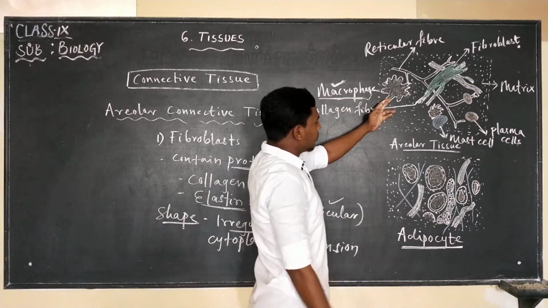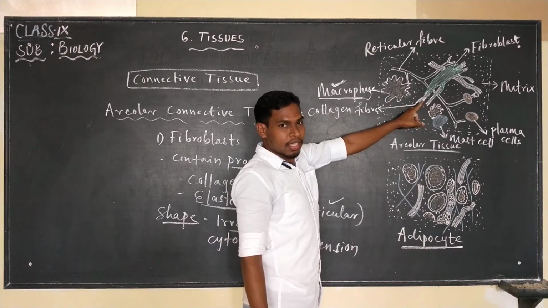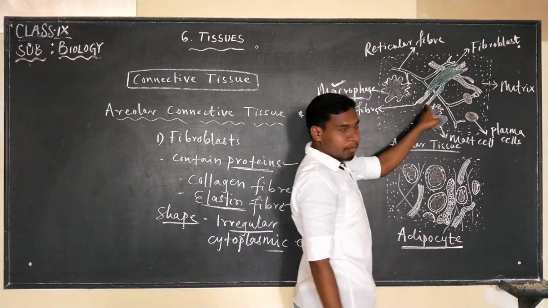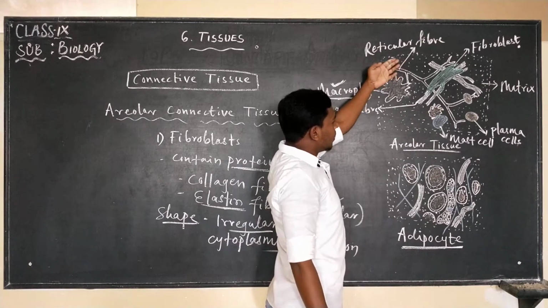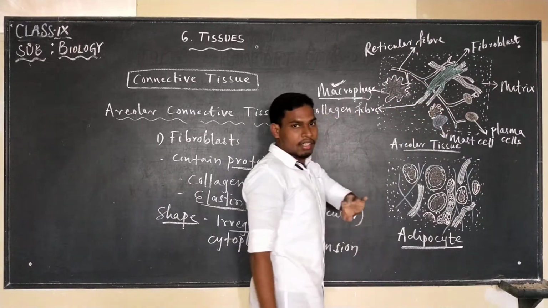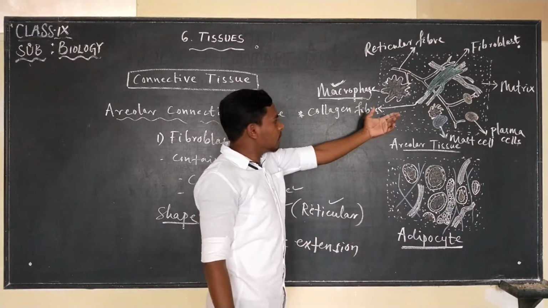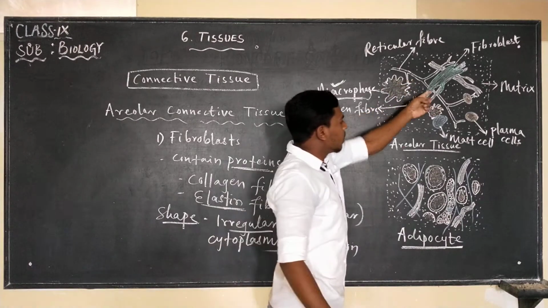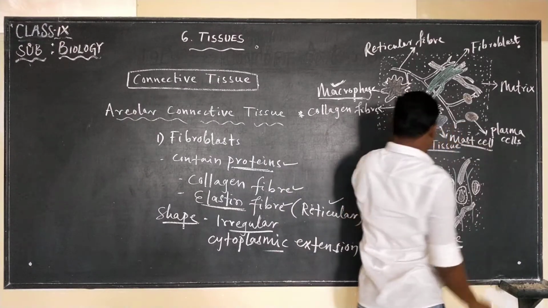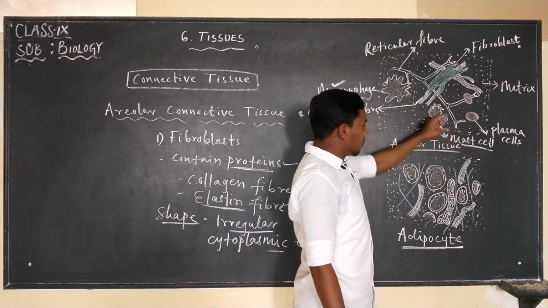Collagen fibers are unbranched and are found as bundles, whereas reticular or elastin fibers are branched and single. Next is the mast cell. Mast cells are slightly oval in shape.